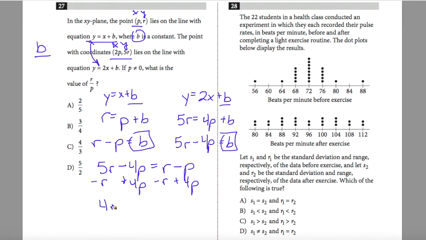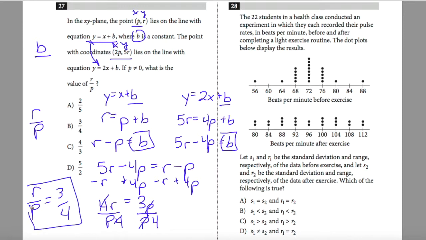So here I have 4r equals 3p. I'm attempting to solve for, once more, r over p. So I want to arrange this equation. Let's say I want to divide both sides by p because I want to get r over p, so I'm going to cross that out. Now since I want r over p, I'm going to divide both sides by 4 and cross this out. I get r over p equals 3/4, and we are done. So 3/4 should be my answer.